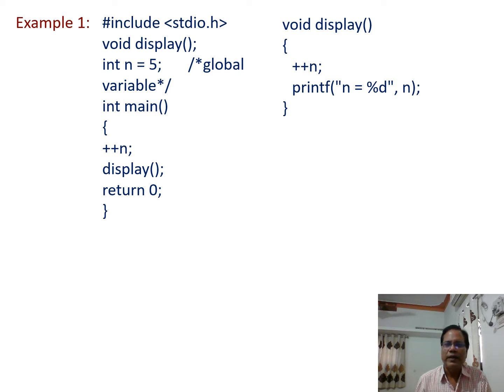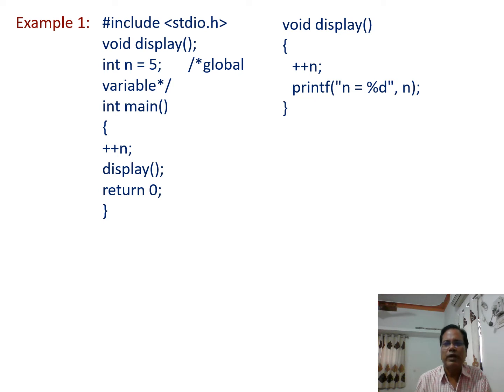The next statement is a function call to display. What does this display function do? It does ++n. The value of n is again incremented, and see that this variable is not declared inside this function, so we can use a global variable in any function in the program.